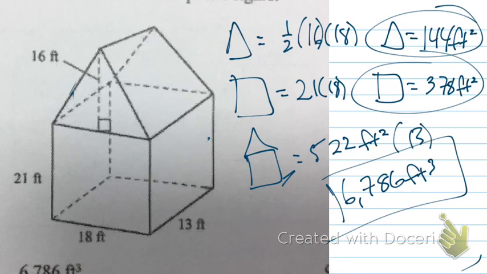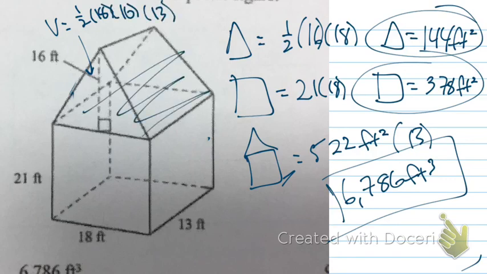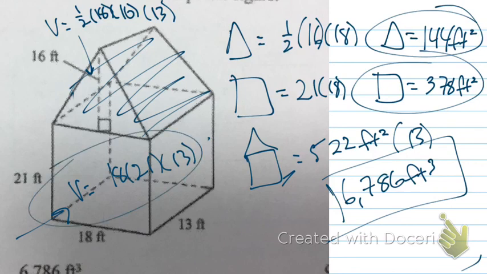Now, friends, if you're a person that did something like this, it's still cool. So volume of this would be 1/2 times 18 times 16, and then times 13 to fill it in. I'm cool with that. And volume of this would be 18 times 21 times 13. And then add those two things together. You're really doing the same thing. I'm just showing you there's two different approaches. Pick the one that's vibing for you visually, right?